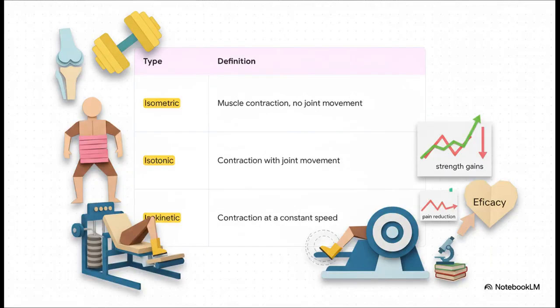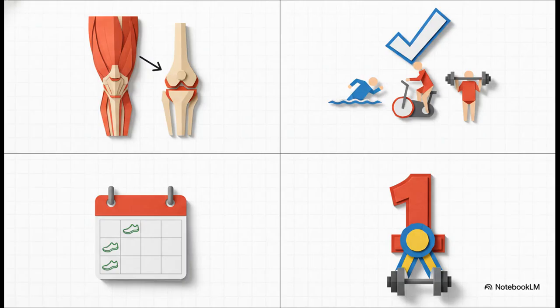Okay, let's drill down into strengthening. There are 3 main types. First, you've got isometric, where the muscle contracts but the joint doesn't move. Then there's isotonic, where the joint moves against a constant resistance. And finally, isokinetic, which usually requires a machine to keep the speed of movement constant. And here's a great clinical pearl. While all are useful, the evidence suggests that isokinetic exercise is actually more effective than isometric exercise for both improving strength and reducing pain.